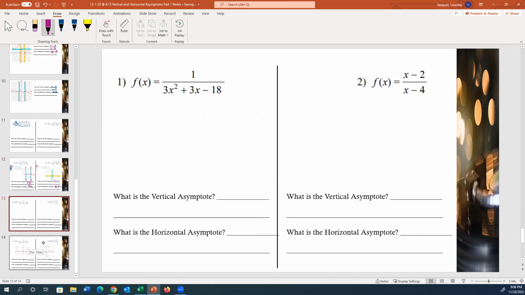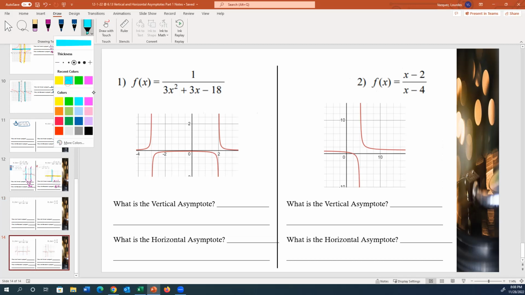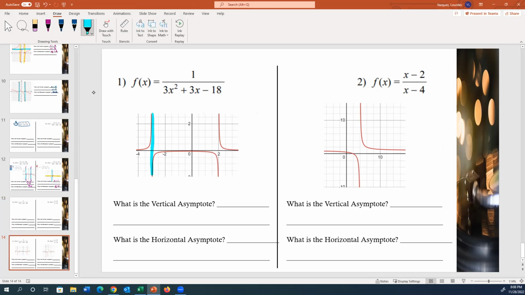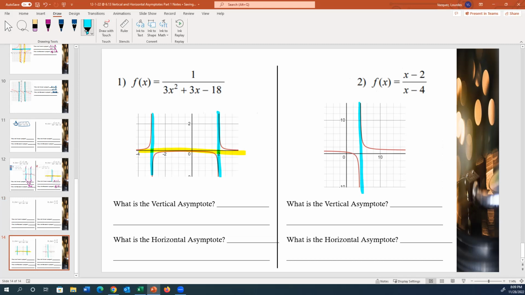So here we are. We have both of them. Instead of trying to figure it out algebraically, we're going to put it in the calculator. Boom, here it is. And we have 2 verticals, 1 horizontal. The one on the right, we have 1 vertical and 1 horizontal. So you could pause the video, write the equations, and come back and see if you got them right.